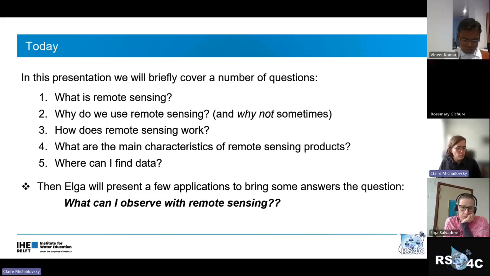After this, Elga will give a short presentation as well on some applications that we can do with remote sensing, to answer a bit the question, what can I observe in the Earth system or particularly in water with remote sensing?